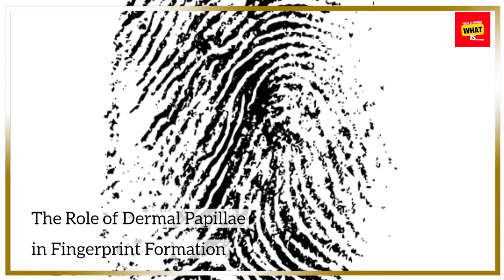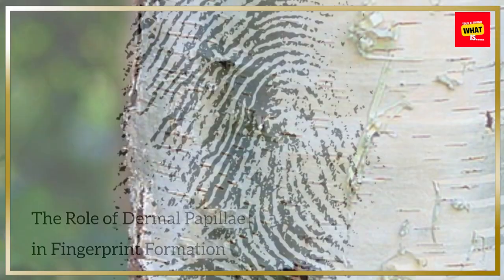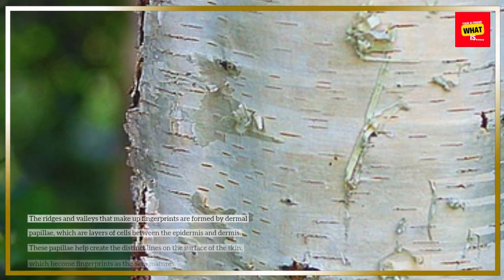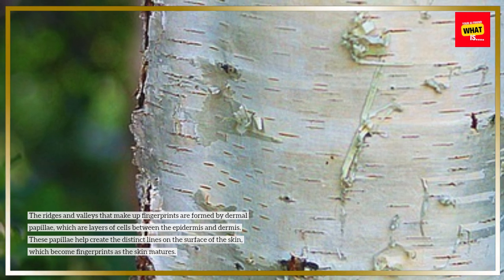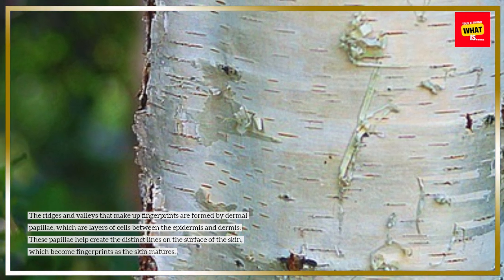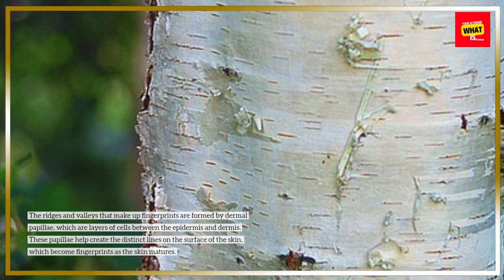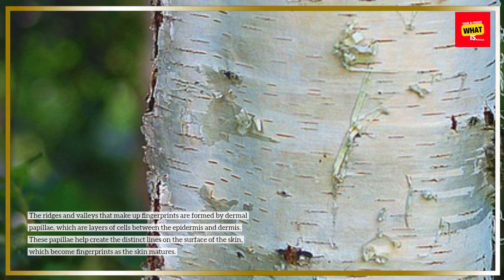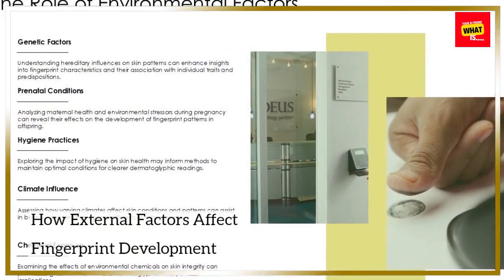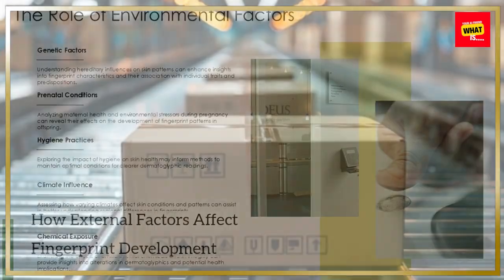The role of dermal papillae in fingerprint formation. The ridges and valleys that make up fingerprints are formed by dermal papillae, which are layers of cells between the epidermis and dermis. These papillae help create the distinct lines on the surface of the skin, which become fingerprints as the skin matures.